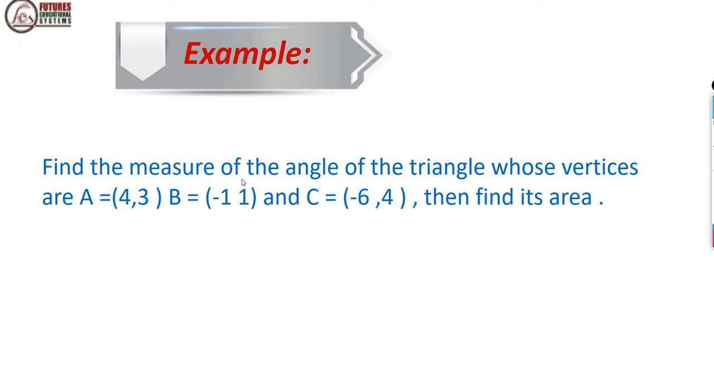Find the measure of the angles of the triangle whose vertices are A(4, 3), B(-1, 1), C(-6, 4). Then find the area of the triangle.